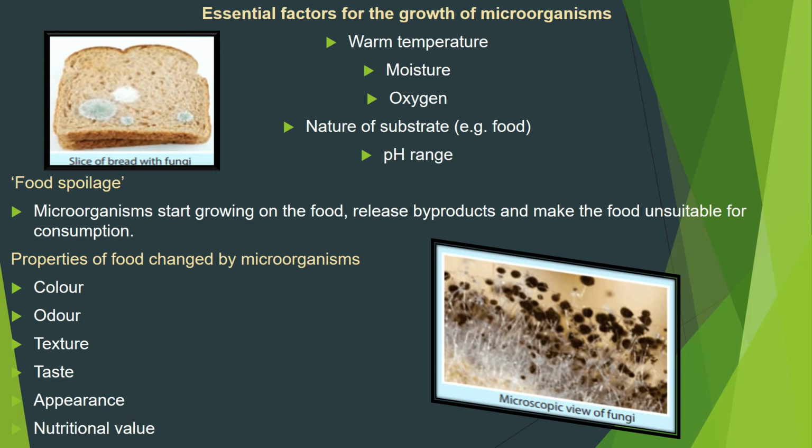What is meant by food spoilage? Microorganisms start growing on a food, release by-products and make the food unsuitable for human consumption. As a result of microbial activities, properties of food change: color, odor, texture, taste, appearance, and nutritional value.